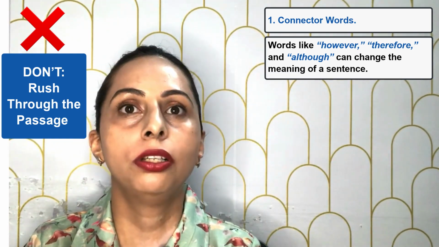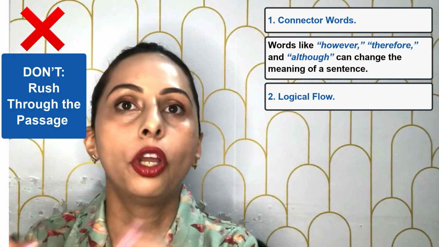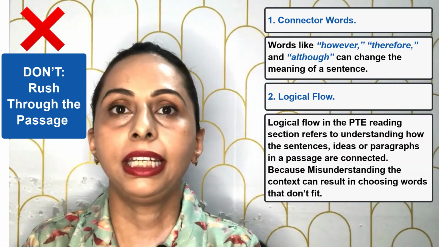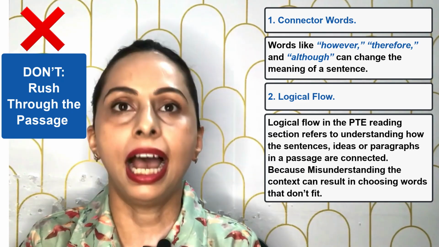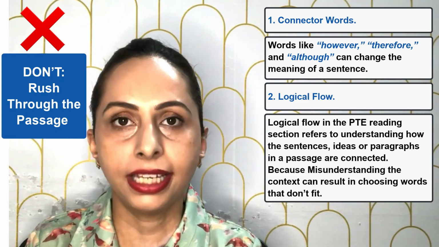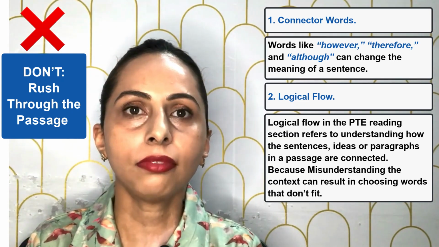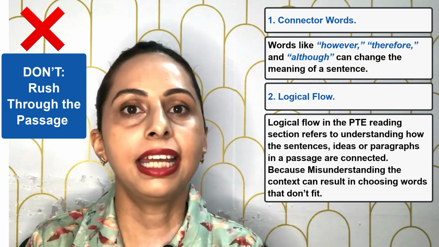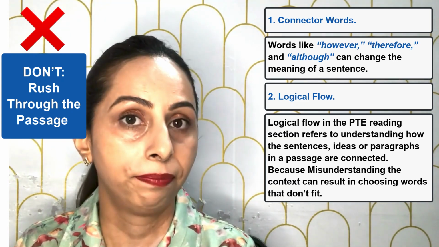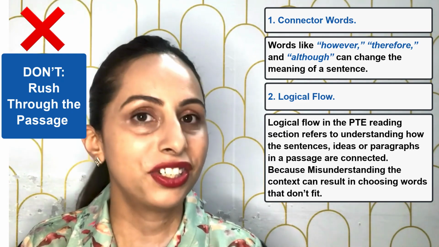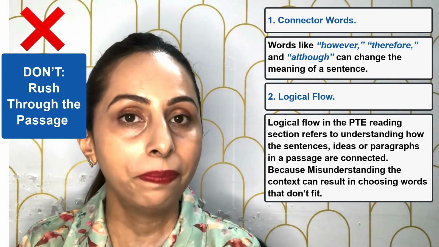The second tip we should look for is logical flow. Logical flow in the PTE reading section refers to understanding how the sentences, ideas, or paragraphs in a passage are connected. Because misunderstanding the context can result in choosing words that don't fit. Let's look at the key strategies for maintaining logical flow.